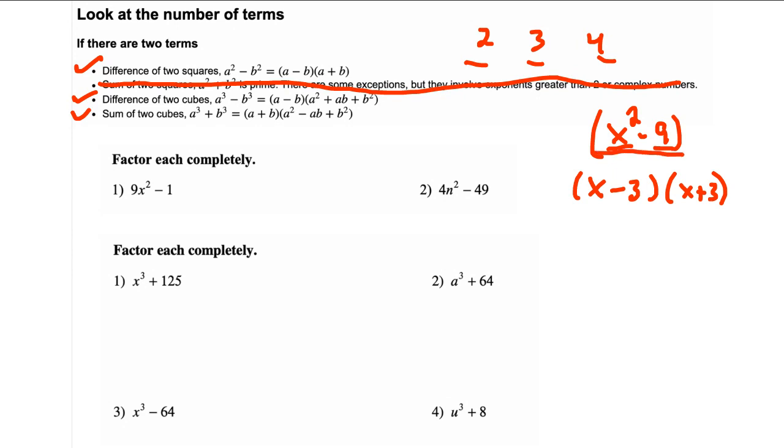Always. So if I gave you something like x squared minus 16, what would that factor down to? It is a difference of two squares. This is a perfect square. This is a perfect square. So what would that factor to? X minus 4, x plus 4. Excellent. X plus 4, x minus 4.